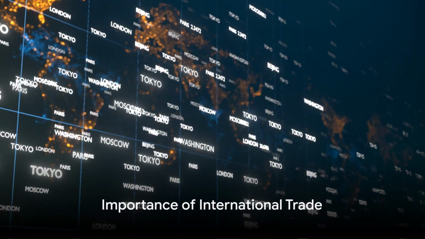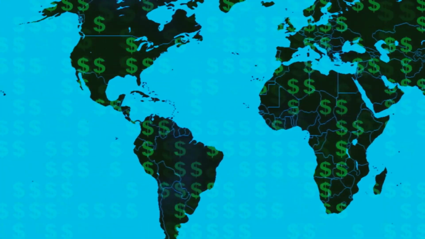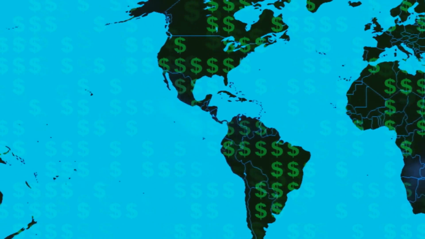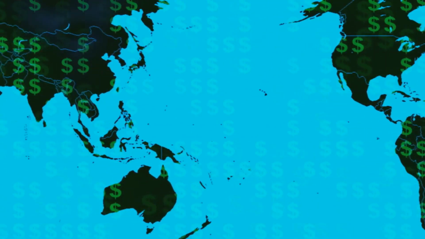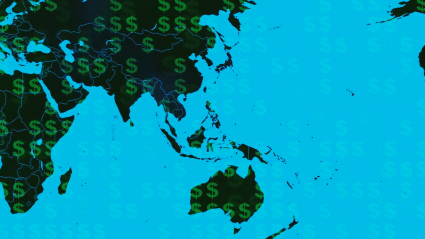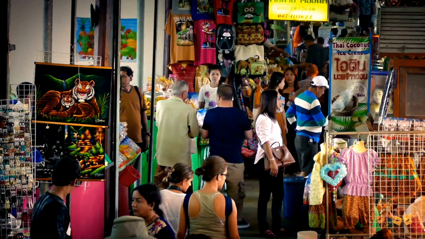To summarize, international trade is the lifeblood of our global economy. It involves the exchange of goods and services between nations, and the terms imports, exports, trade balance, tariffs, trade barriers, free trade, and globalization are all integral to understanding this vast and complex system.